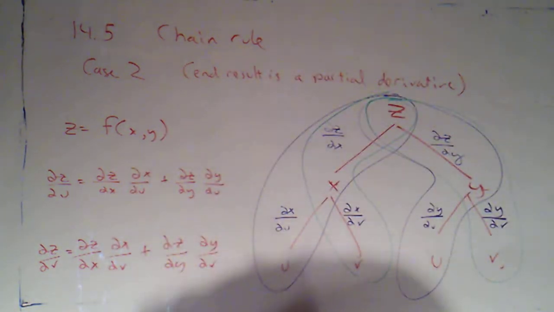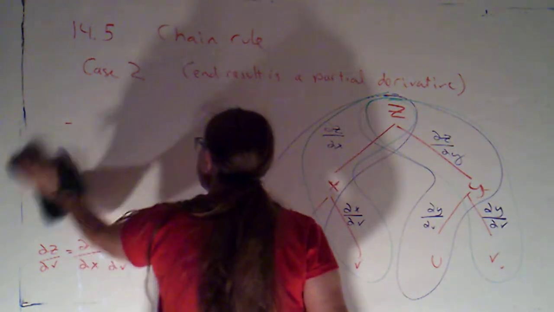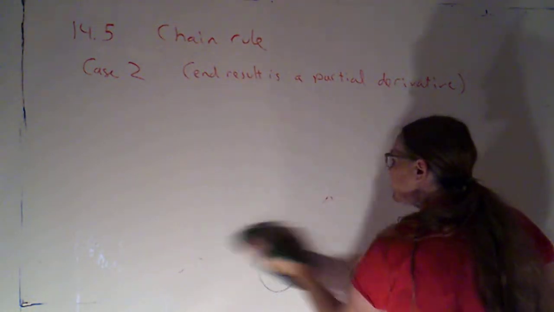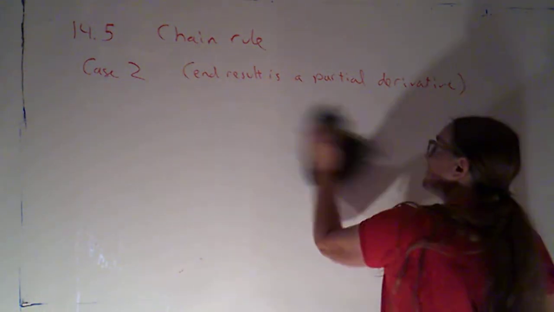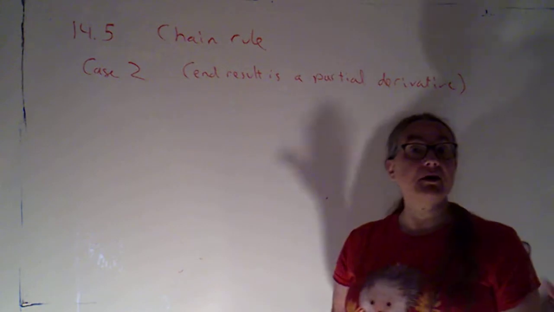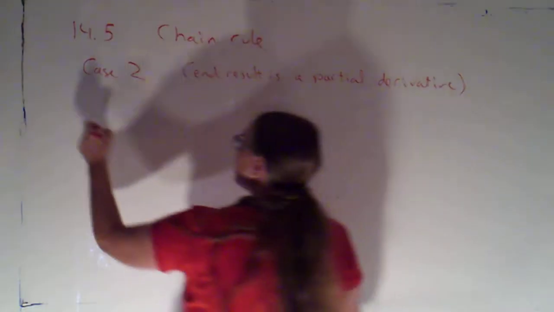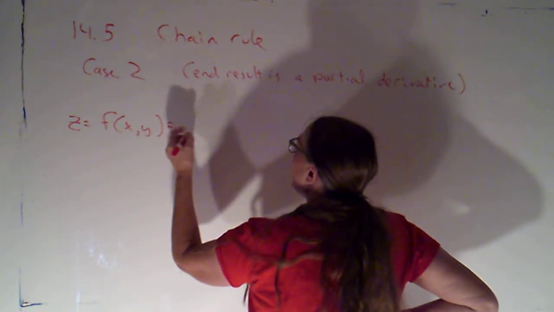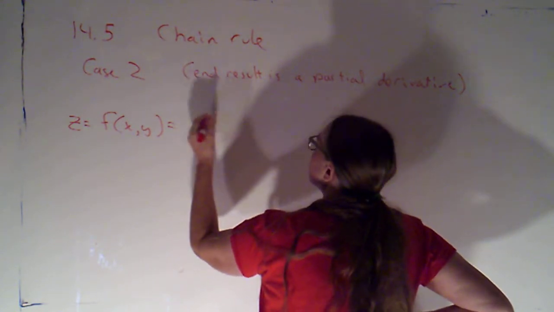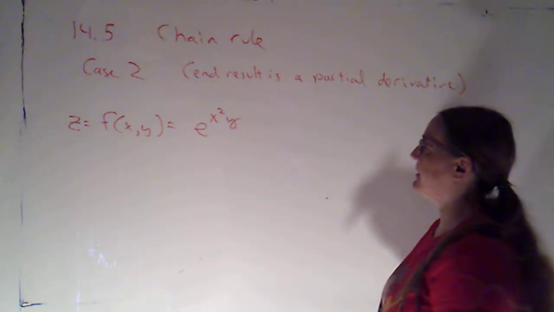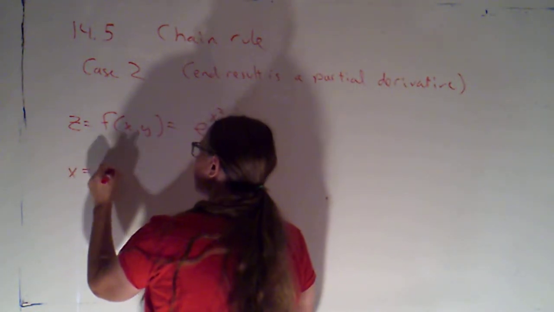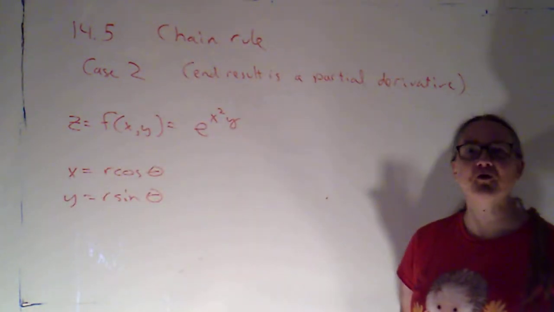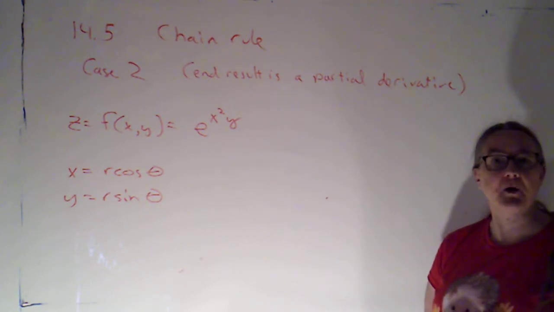So let's just try an example. And what I'm going to do is, rather than use u and v, I'm going to use r and theta. Because sometimes I do want to switch from describing things in my rectangular coordinates x and y to describing them in polar coordinates r and theta. So let's say that we've got z is equal to f of x, y. Let's go with e to the x squared y. Okay. And then we would have x, of course, is just r cosine theta, and y is r sine theta. Those are my usual formulas for expressing x and y in terms of polar coordinates.